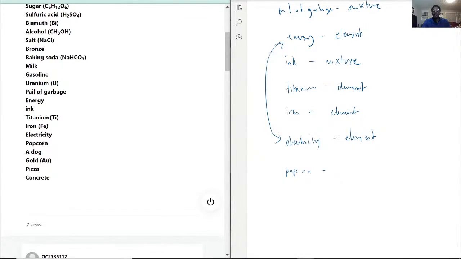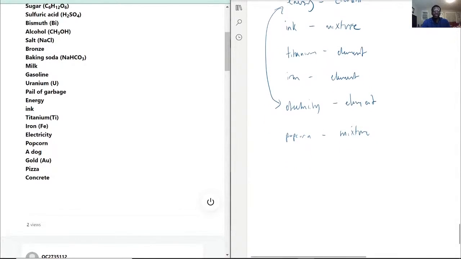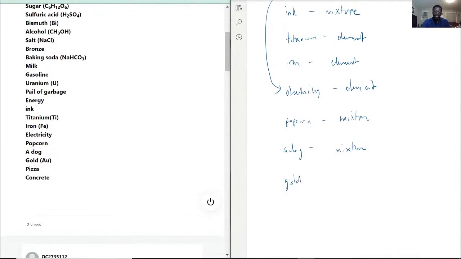Following the same trend of wood, I'm going to say it's a mixture, because popcorn is technically organic stuff. It's not living anymore, but you get what I mean, as it has cells in there, and those cells are composed of different things. A dog, just like humans and popcorn, it's also a mixture. Gold is an element. Pizza is a mixture.